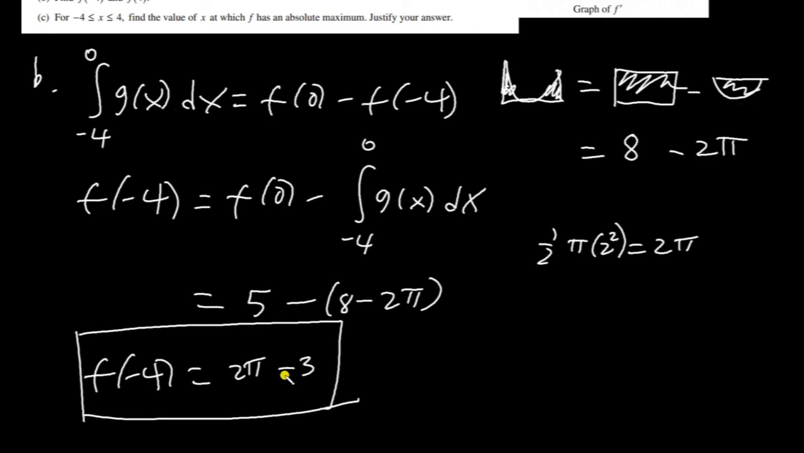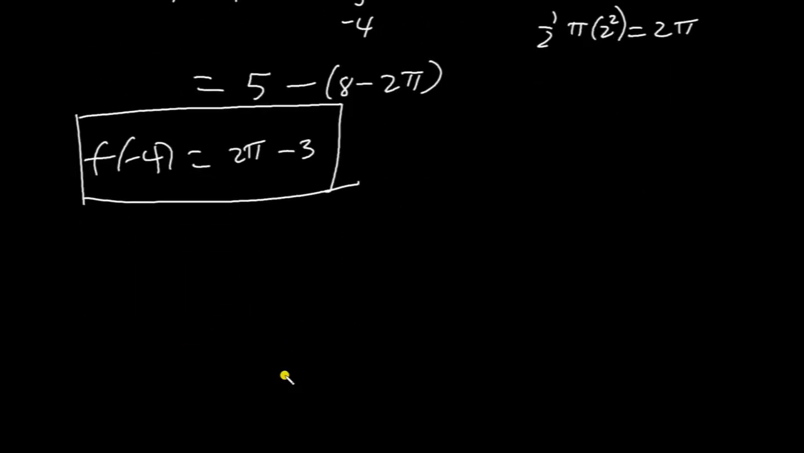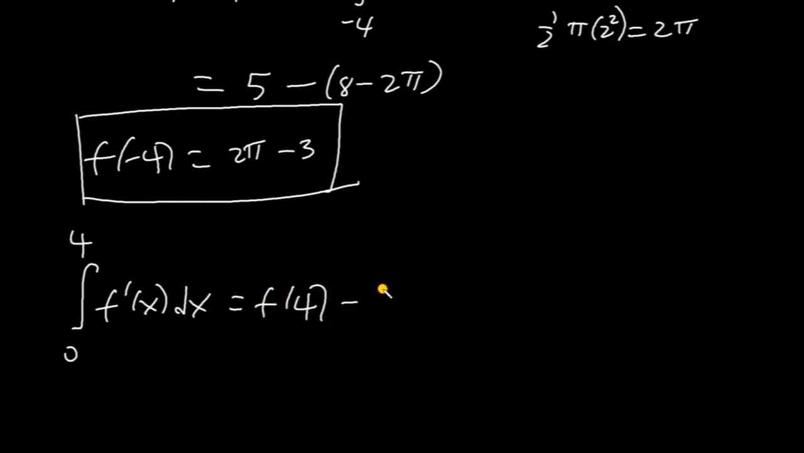Okay? And then f of 4 is going to be pretty similar to this, right? So for f of 4, we're going to use pretty much the exact same thing we did before, but instead of the integral going from negative 4 to 0, it's going to go from 0 to 4. The integral from 0 to 4 of f prime of x dx equals f of 4 minus f of 0, okay?